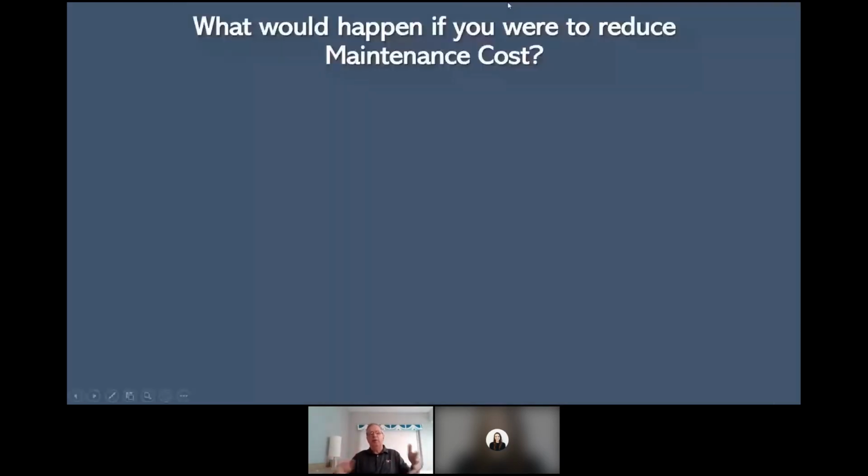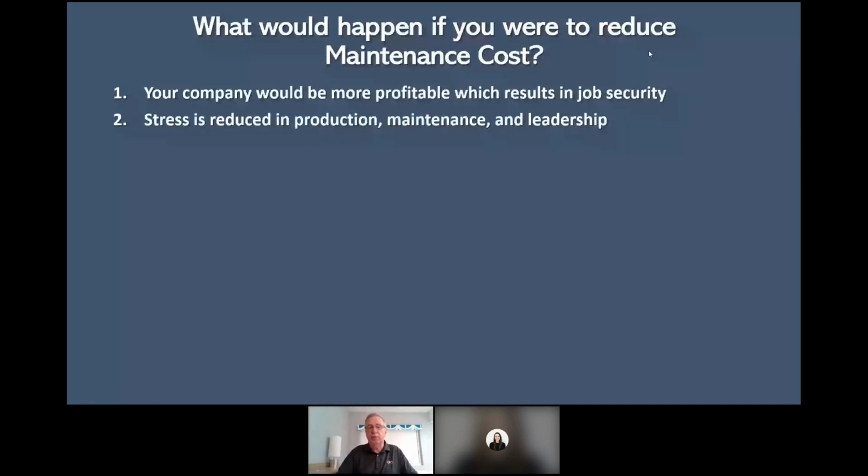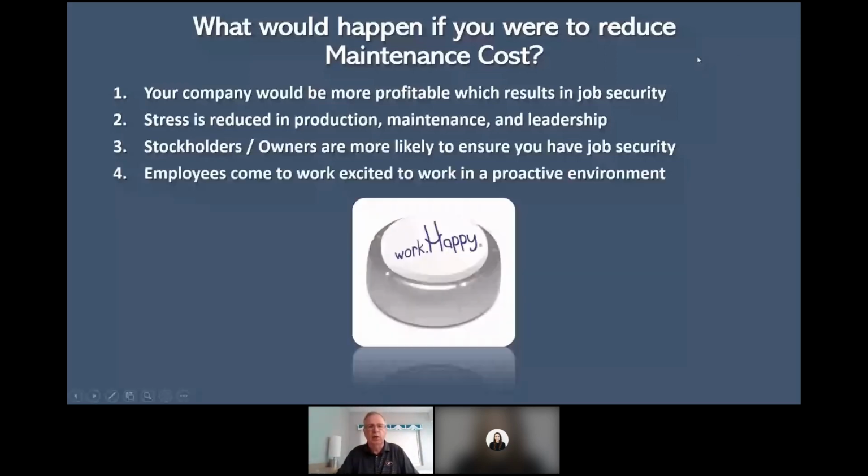So what would happen if you were to reduce maintenance costs? What really would happen? Your company would be more profitable, which results in job security. I like that one a lot. Stress is reduced in production, maintenance, and leadership. I mean, I've been in many plants that, to be honest with you, you walk in, and it's like your hair starting to stand up on the back of your head. I'm like, oh my gosh, something's going on here. Stockholders or owners are more likely to ensure you have job security, and employees come to work excited to work in a more proactive environment. Work happy. Okay, there's the work happy button right there. You just push it and you're working happy.